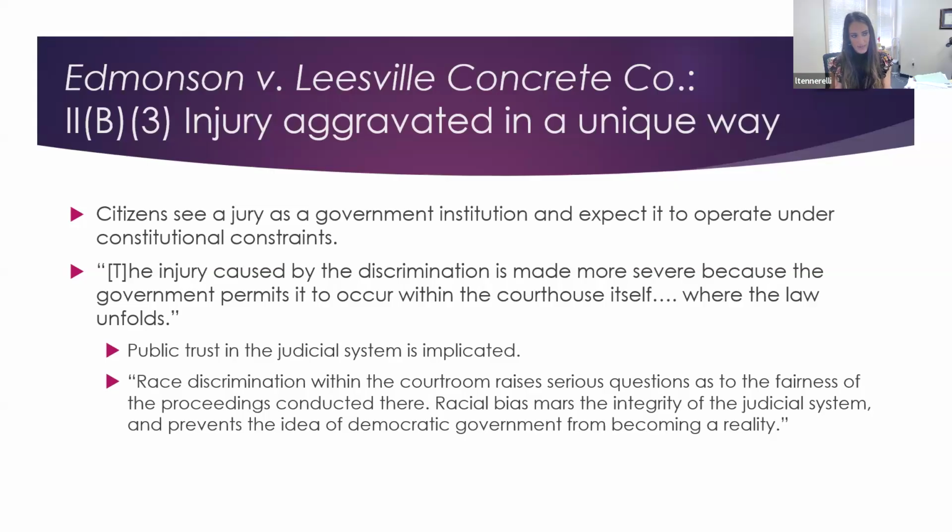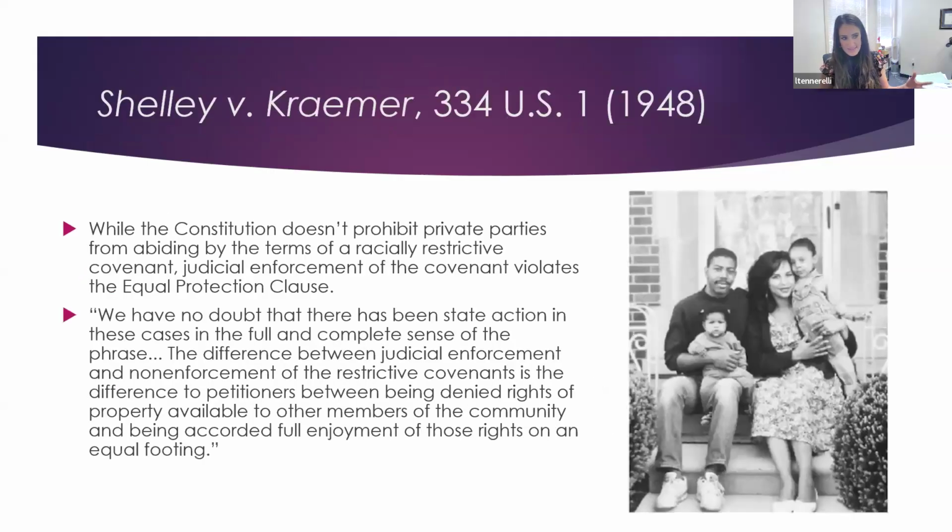So they say this injury is aggravated in a unique way by the involvement of the judicial branch, by the government involvement. So another case where they found that private people are acting as the state in this similar way is in cases about racially restrictive covenants. So these are neighborhood agreements in the 40s and 50s where whole neighborhoods would sign agreements never to sell or lease their house to people of color.